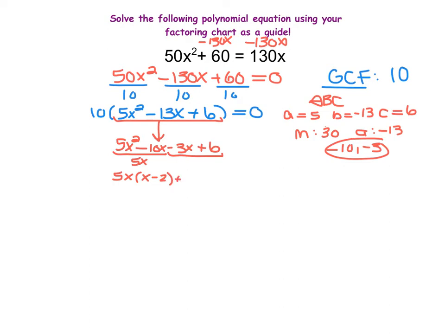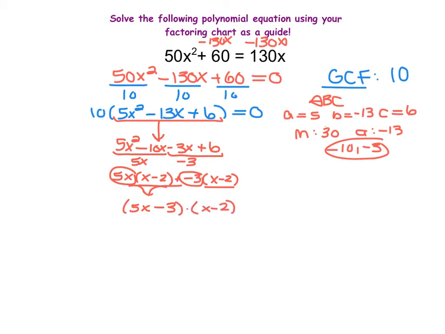So I end up with 5x times x minus 2. Then I want my parentheses parts to match, so I factor out a -3 in the second set. I factor out a -3 here, and that gives me x minus 2 in parentheses. Because these match, I can group together the values I factored out in front. So I end up with 5x minus 3 times x minus 2.